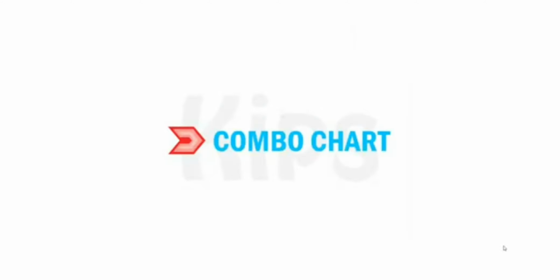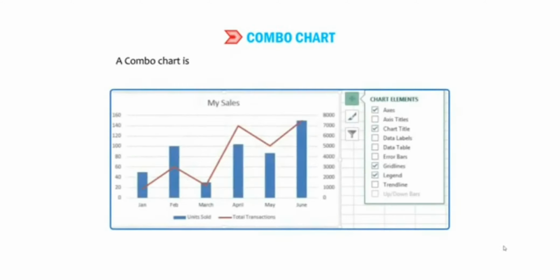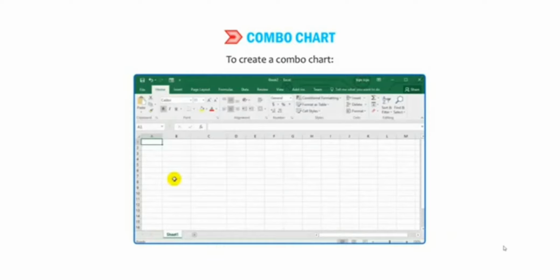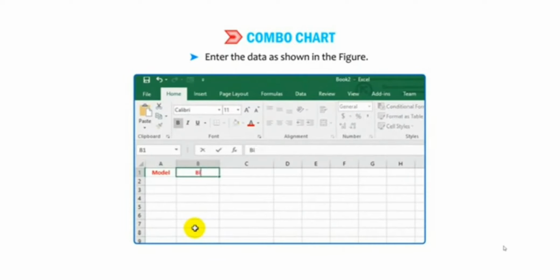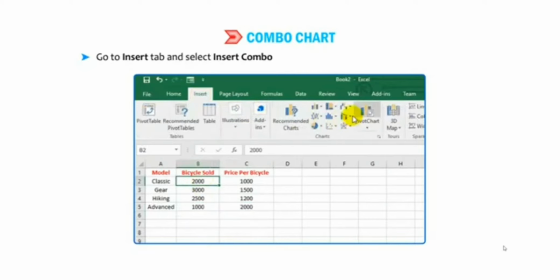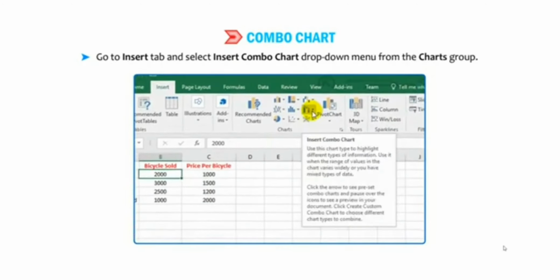Students, let us talk about Combo Chart. A combo chart is a combination of two or more chart types in a single chart. Using this feature, you can plot two or more sets of values to show multiple types of data. To create a combo chart, enter the data as shown in the figure. Go to Insert tab and select Insert Combo Chart drop-down menu from the Charts group.